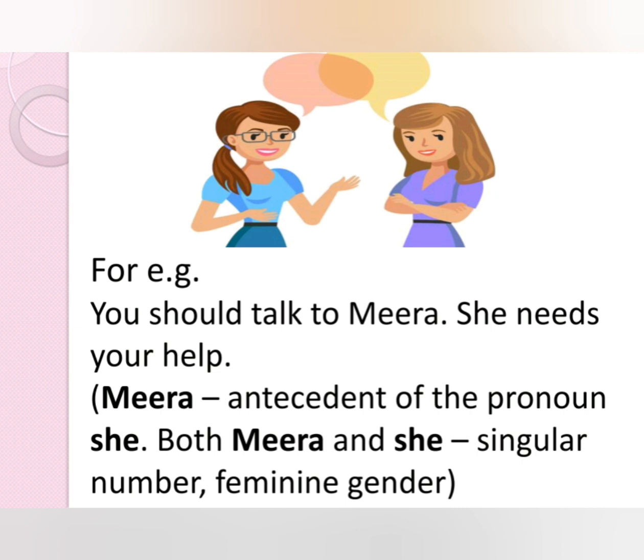The first example: you should talk to Meera. She needs your help. Here, the pronoun she refers to Meera. So, Meera is the antecedent of the pronoun she. Both Meera and she are singular in number and of feminine gender.